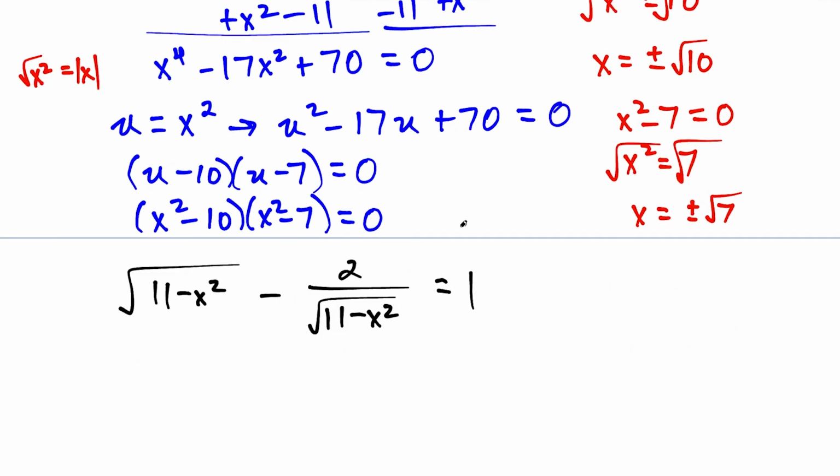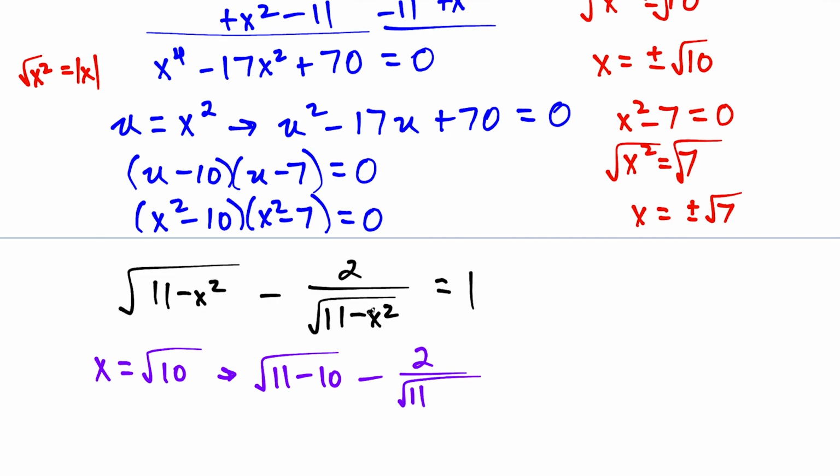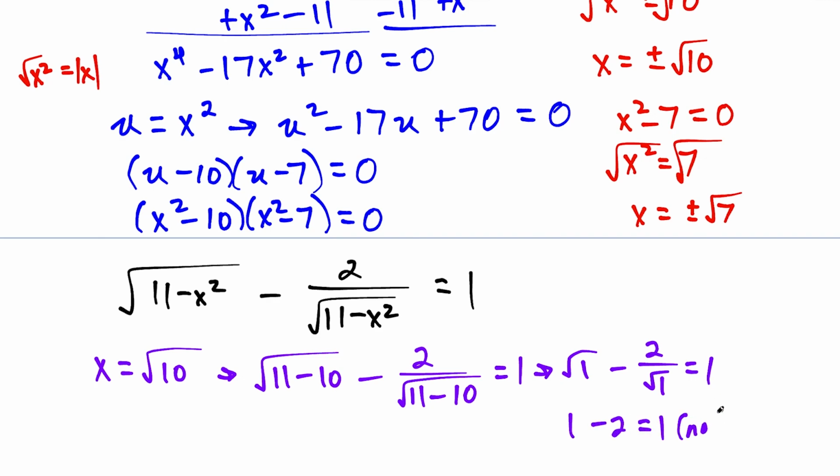So now let's check these x values. So let's say I plug in x equals square root 10 first. If I plug this one in, we're going to have the square root of 11 minus, and I'm doing square root 10 squared, which is 10. And we have minus 2 over the square root of 11 minus square root 10 squared, which is still 10, equals 1. So from here, this gives us the square root of 1 minus 2 over the square root of 1 is equal to 1. But this is a false statement. This would give us 1 minus 2 equals 1, which is simply not true.